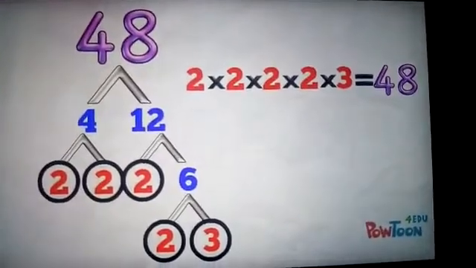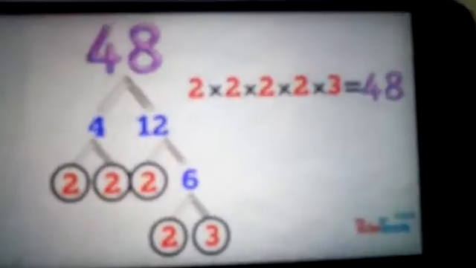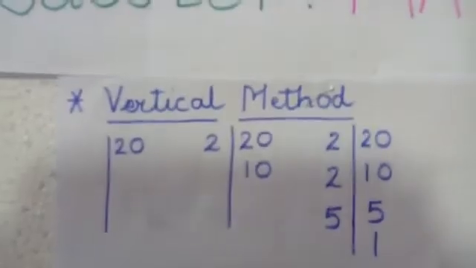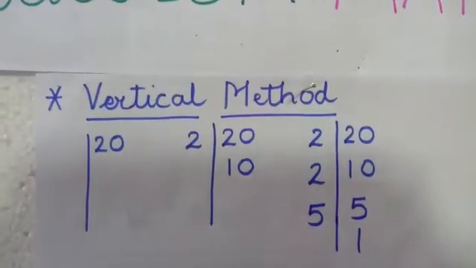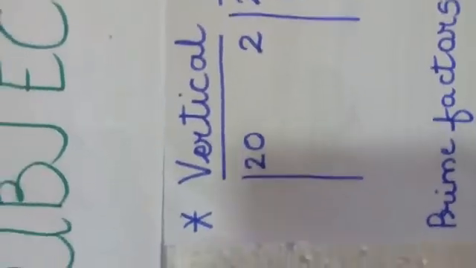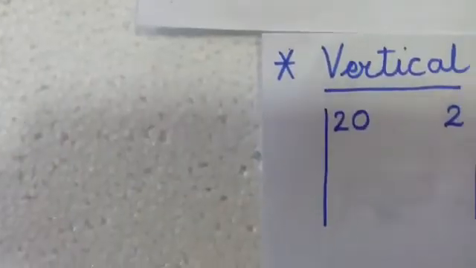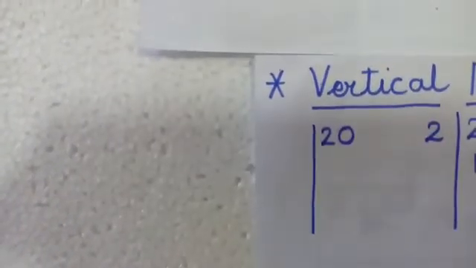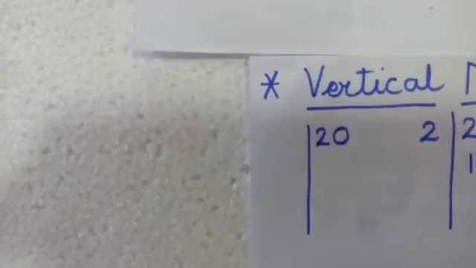We also have the vertical method to factorize the number. This is the vertical method to find out the prime factors. If we take the example 20, first we need to draw a vertical line. On the right hand side we need to write 20, or any other number that needs to be factorized.